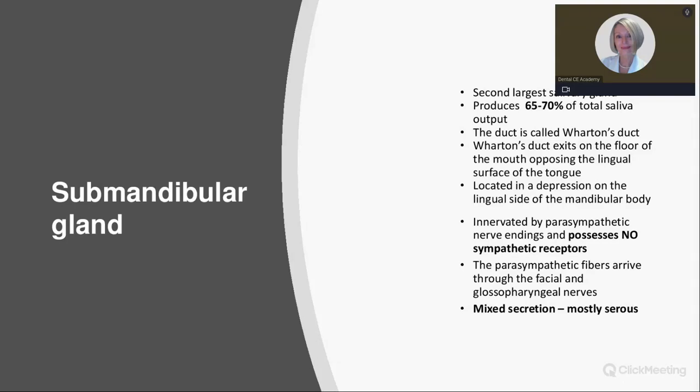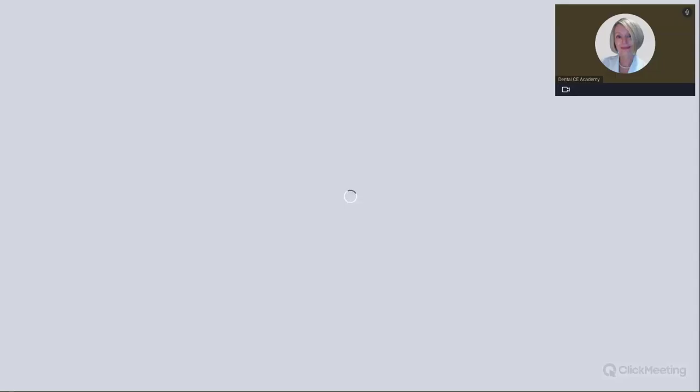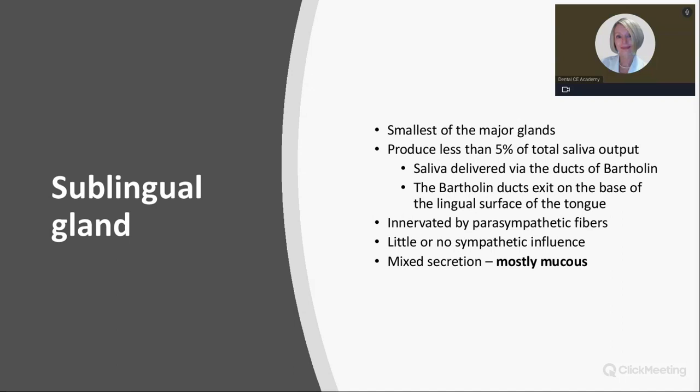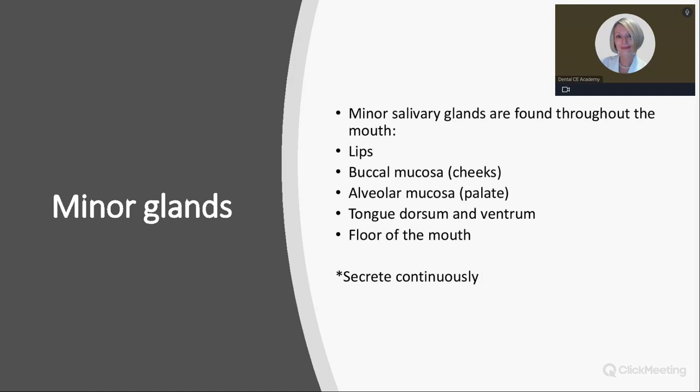And the parasympathetic fibers arrive through the facial and glossopharyngeal nerves, and it's a mixed secretion, but mostly on the thin side, the serous side. Sublingual gland, smallest of the major glands, produces less than 5% of the total salivary output. We all remember ducts of Bartholin. That's a board question. Innervated by parasympathetic fibers, little to no sympathetic influence. And it is also a mixed secretion, but primarily on the mucus side.